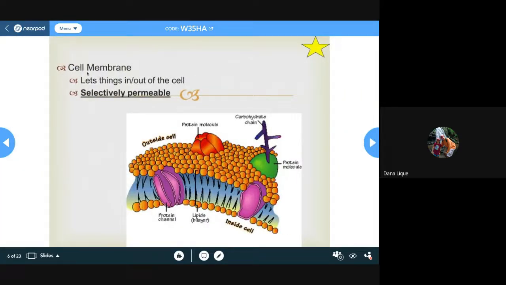Okay, cell membrane. So again, all cells are going to have a cell membrane. And cell membrane basically just regulates what enters and exits the cell. It's what we call selectively permeable because it can select what goes in the cell and what goes out of the cell.